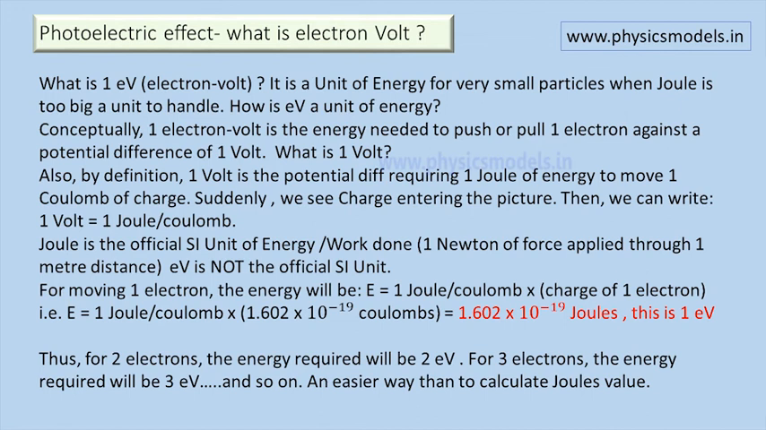1 electron volt is just a matter of convenience in terms of speaking. So if I have to release 3 electrons from the surface of a metal, I will say I need an energy equivalence of 3 electron volts. If I have to move 4 electrons out of the metal, I will say I need an input energy of 4 electron volts, and so on.